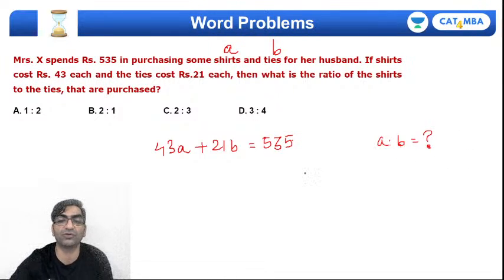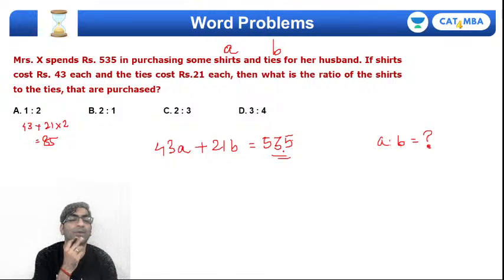Right, so unfortunately I'm going to have to do a little bit of hit and trial on this. What we can do is probably use the option choices. Which of these option choices will give me a total sum of 535? Or which of these will even give me a multiple or a factor of 535? Like for example, option A. In the ratio 1:2, he'll spend 43 into 1 plus 21 into 2, that's 85. Can 85 divide 535? Let's check it out. No, it doesn't.